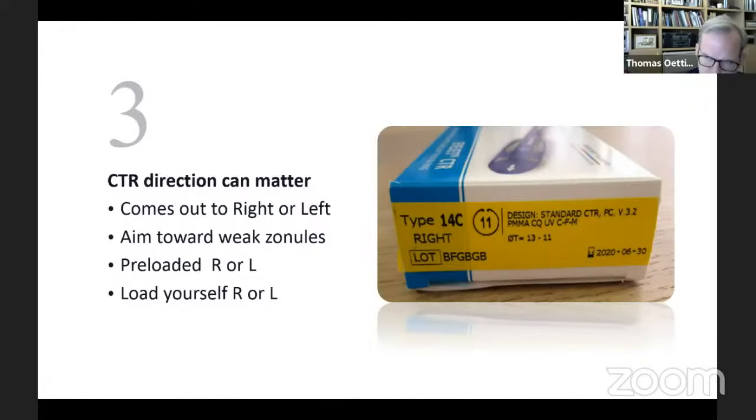And the right refers to which way the capsular tension ring is going to come out of the cartridge. And it's not about the right eye. It's not anything funny like that. It's the way it comes out of the cartridge. And you want to think about this in situations where you know where the zonules are weak. So if you know the zonules are weak on the right relative to your incision, then you want to get a capsular tension ring that comes out towards the weak zonules, or comes out towards the right.